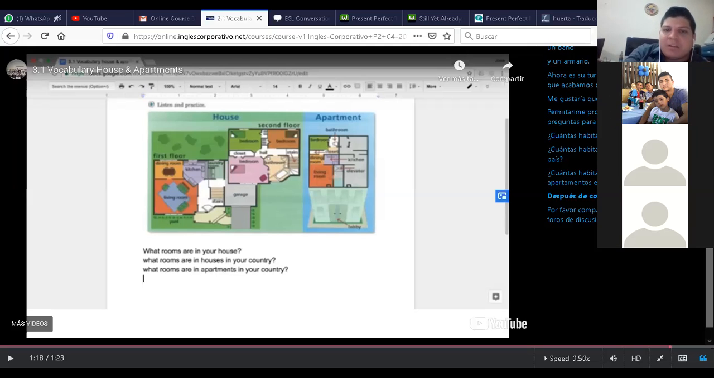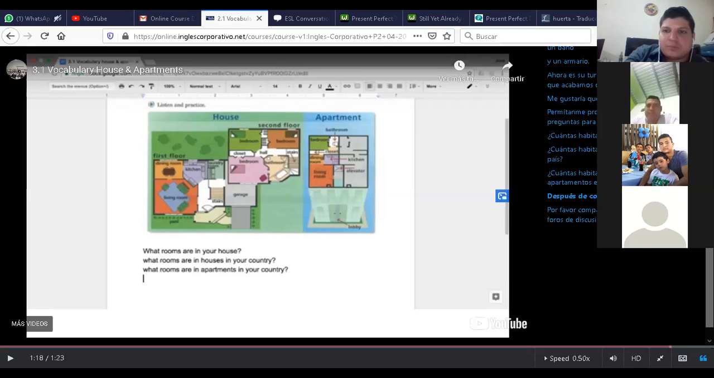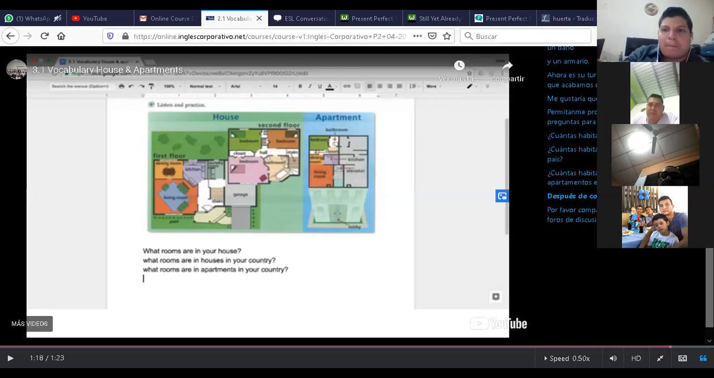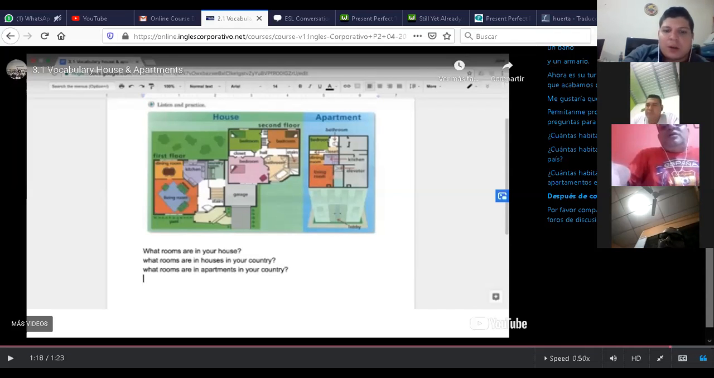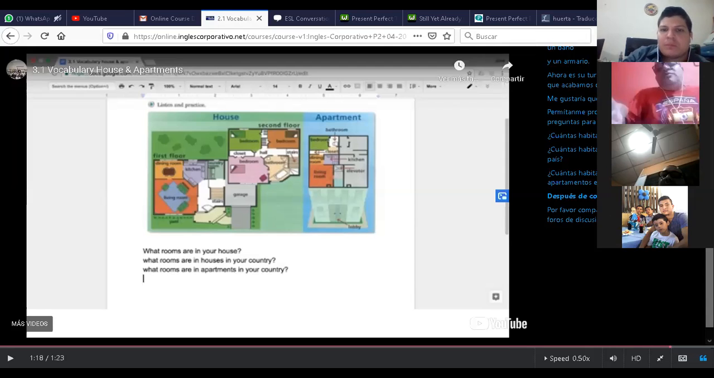Next one, bedroom. Okay. Bedroom. Cuarto. Closet, como en español o armario. Armario. Closet. Bathroom. Correct. So, baño.